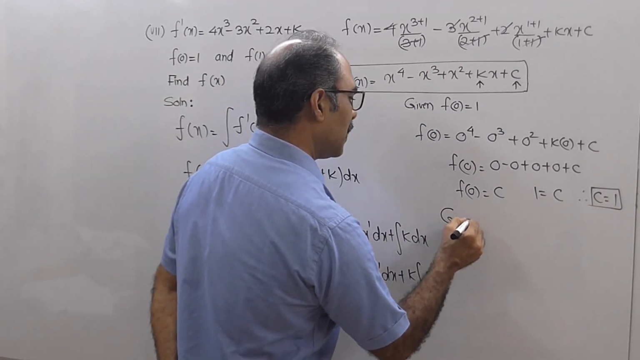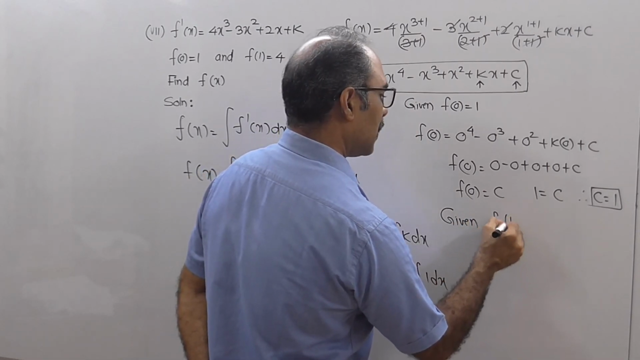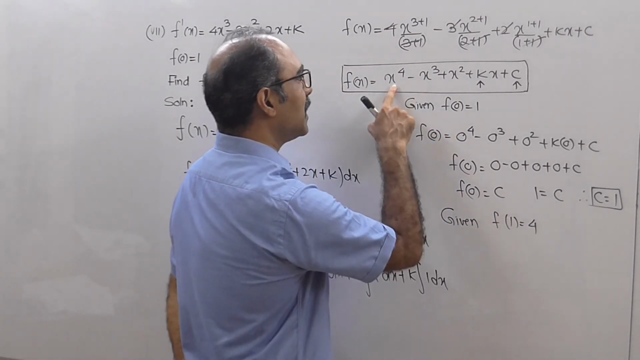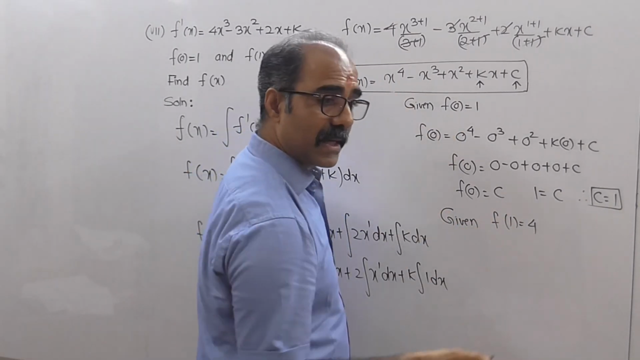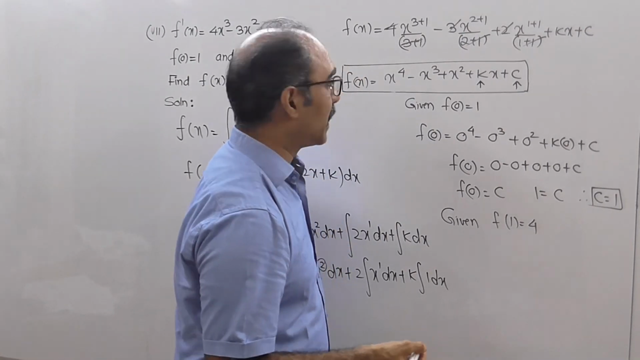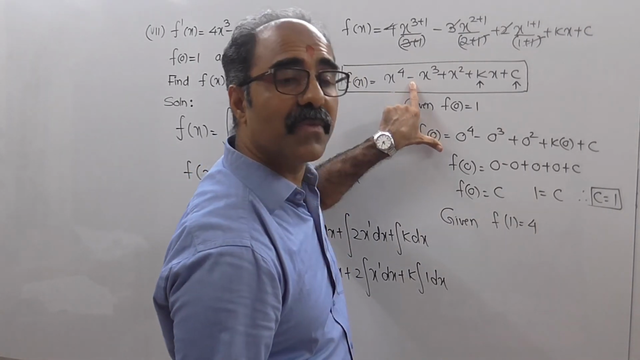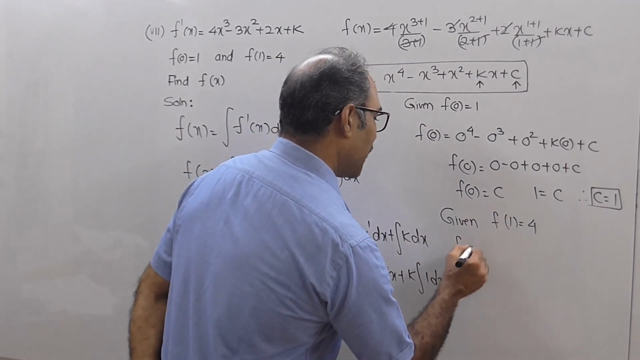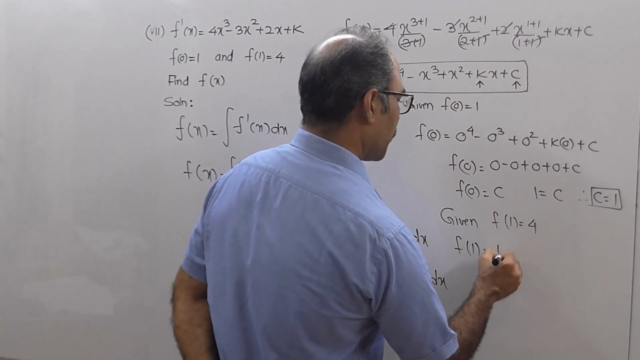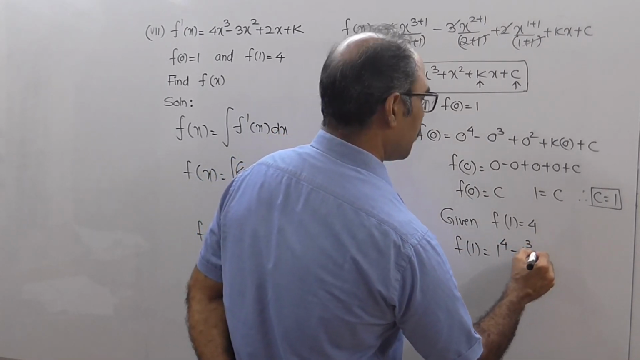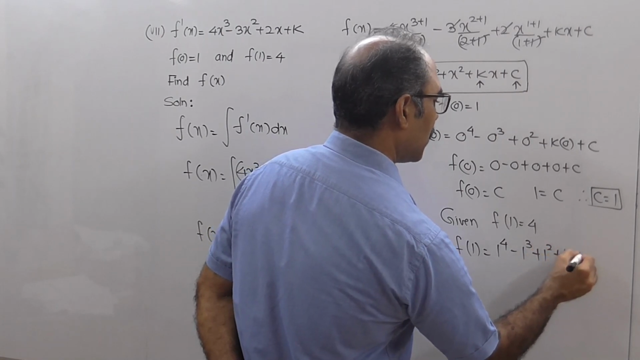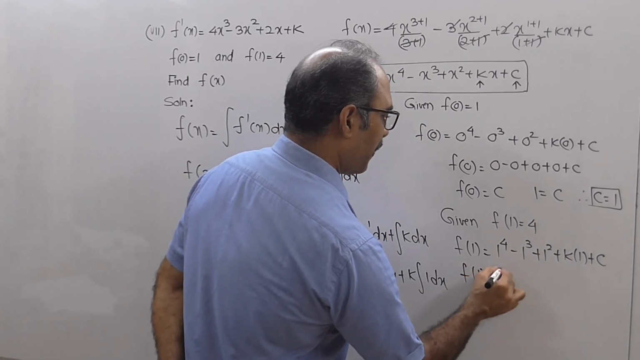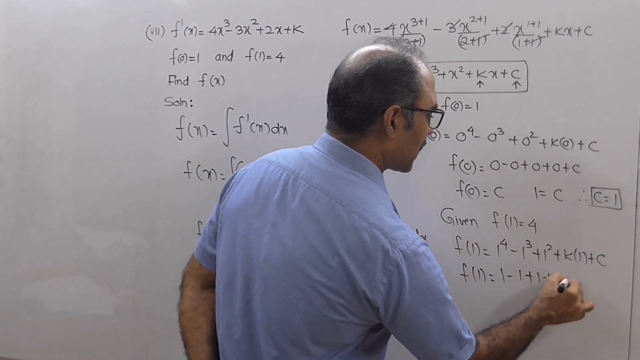Then again they have given that f of 1 equal to 4. What is the meaning of f of 1? F of 1 means in the function f of x, wherever I see x, I will replace all the values of x with 1. So I will say that my f of 1 will be 1 raised to 4, 1 cube, 1 square, k into 1 plus c. So I get f of 1 equal to 1 minus 1 plus 1 plus k plus c.